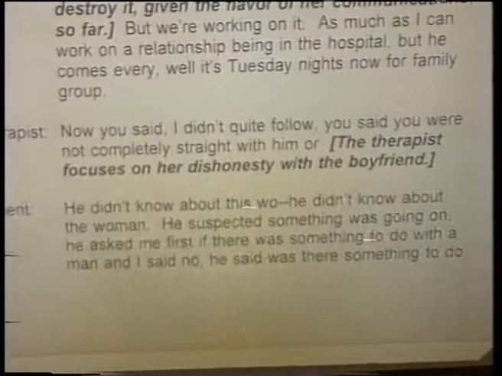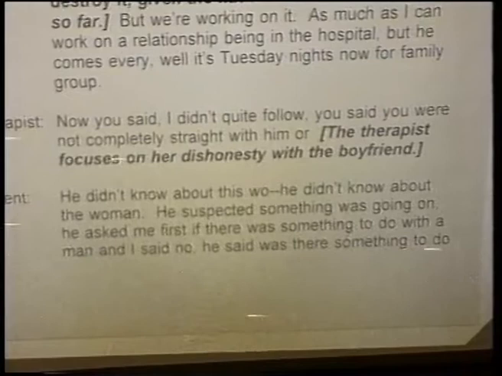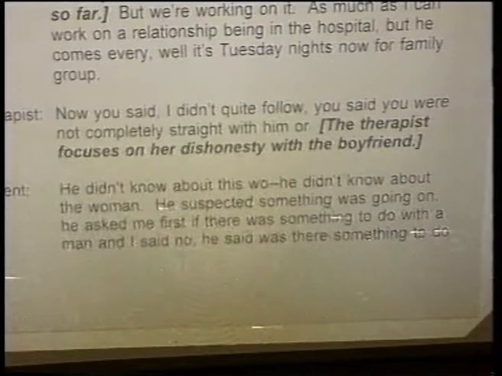He suspected something. He asked at the beginning if there was something going on with a man, and I said no. Said she honestly.